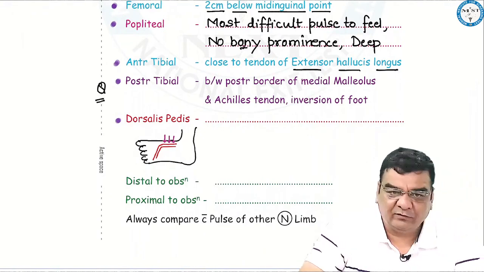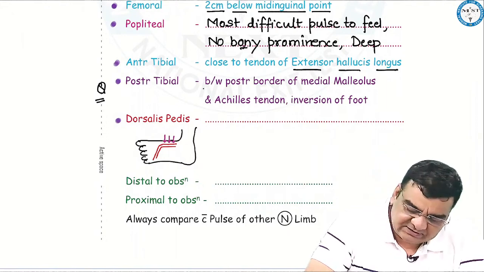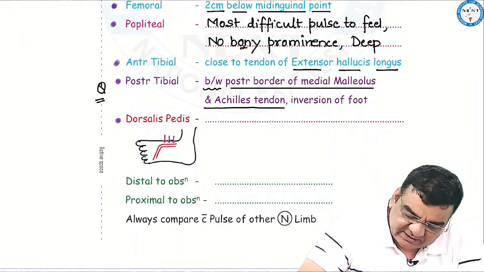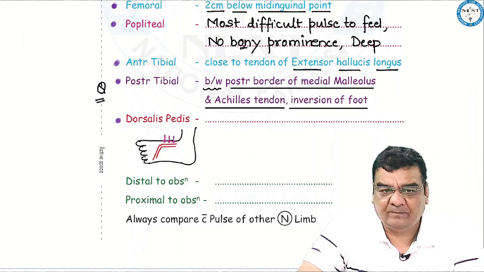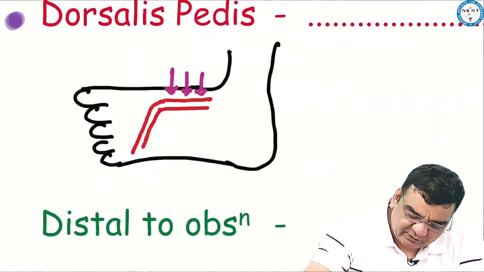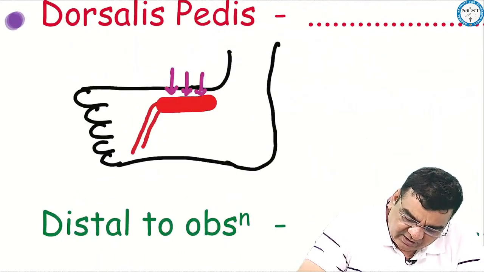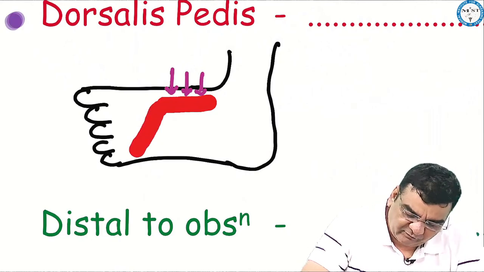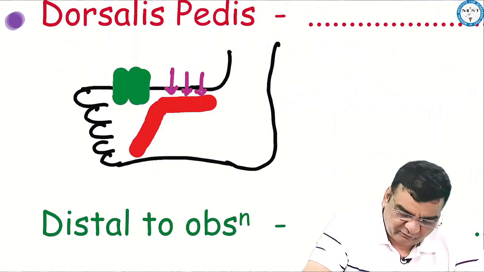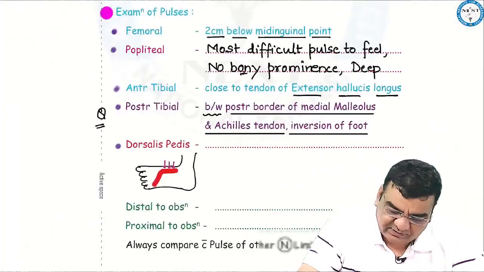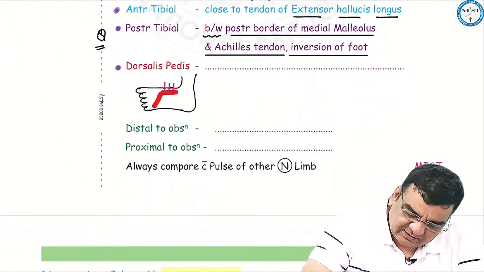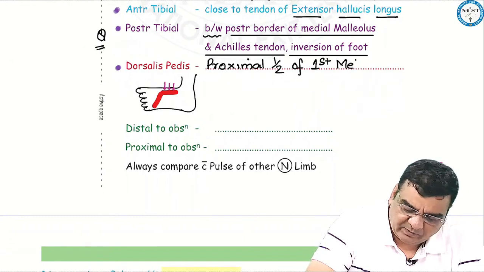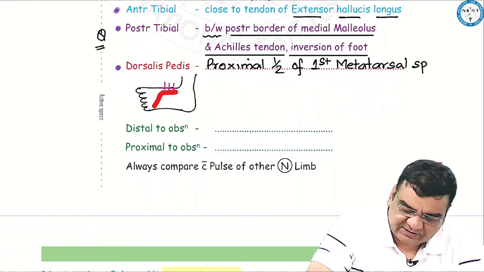Posterior tibial, this was a question on 4th of June. It's a repeat previous year question, discussed nicely by your anatomy ma'am. It is felt between the posterior border of the medial malleolus and the Achilles tendon, at inversion of the foot. And dorsalis pedis, once again, where is it? In the proximal half of the first metatarsal space. Because in the middle of the foot, it goes towards the sole, so we cannot feel it in the distal half. We should feel it in the proximal half of the first metatarsal space.